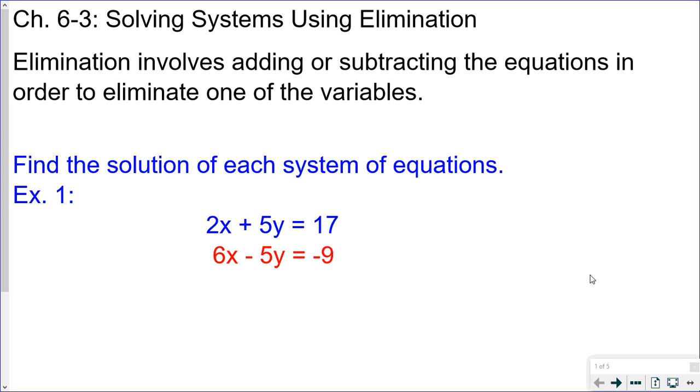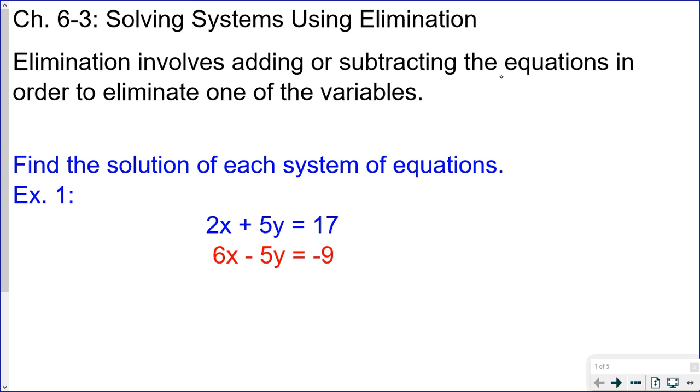This lesson is on how to solve systems of equations using a method called elimination. Now, I previously taught my students how to solve systems using graphing and a method called substitution. I'll put links to those in the upper right-hand corner.